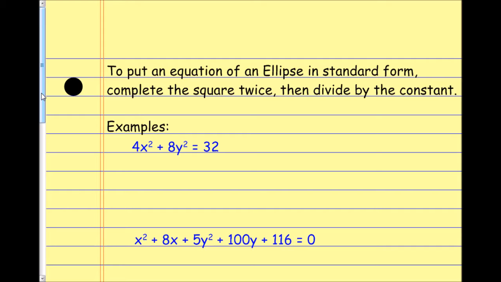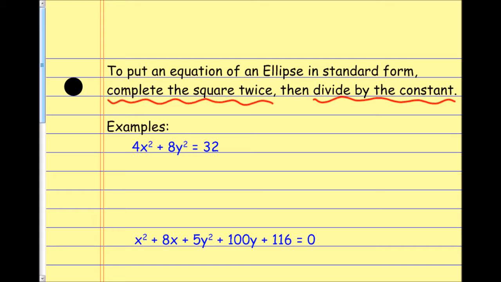If this thing's not written in standard form, what we have to do is rewrite it in standard form. And just like our circle with an ellipse, we have to complete the square twice, just like we did with our circle. But there's one extra step after that. After that, I have to divide by the constant value.